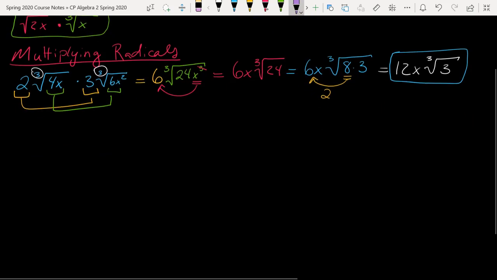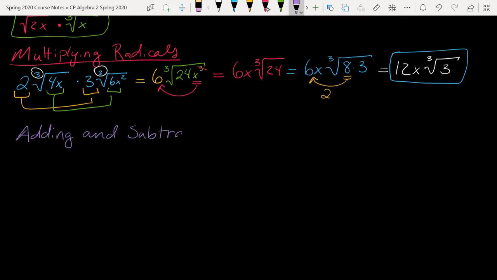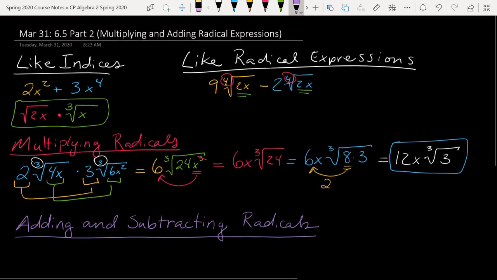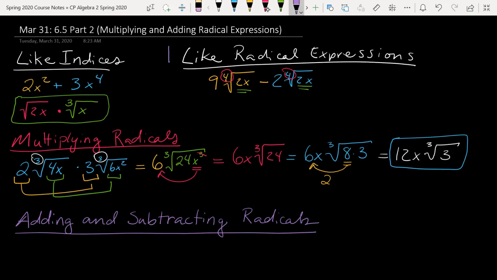Next, let's have a look at addition and subtraction involving radicals. Now, as I mentioned before, this is going to require like radical expressions. So we can't add or subtract unless we have the same index and the same radicand. And this should be a familiar concept to us. We can't add things that aren't like to begin with.